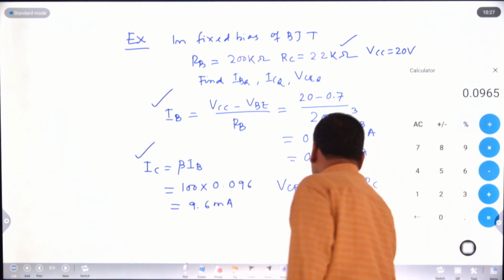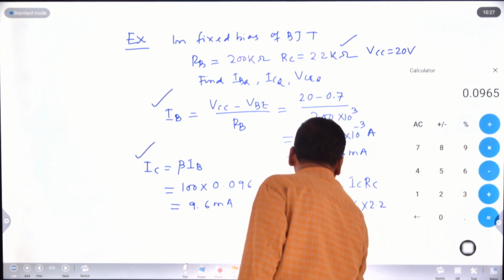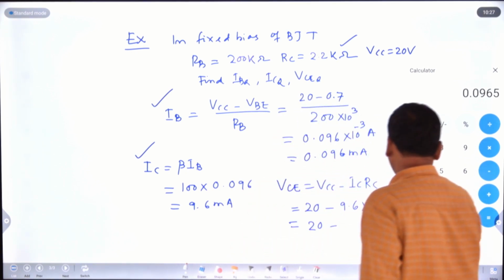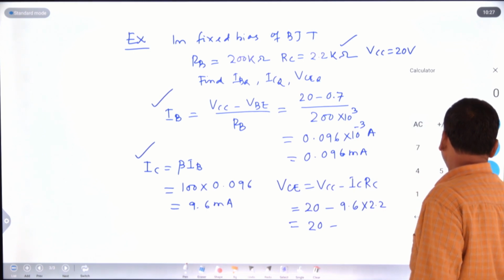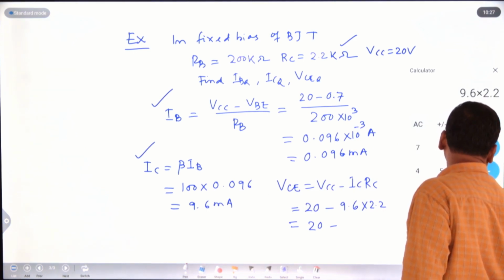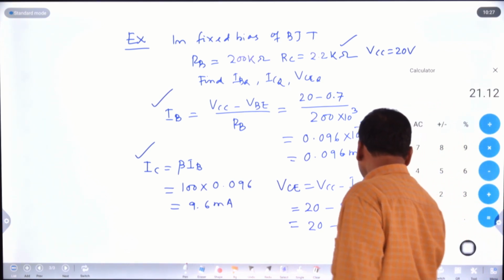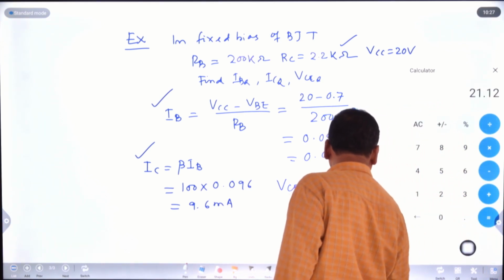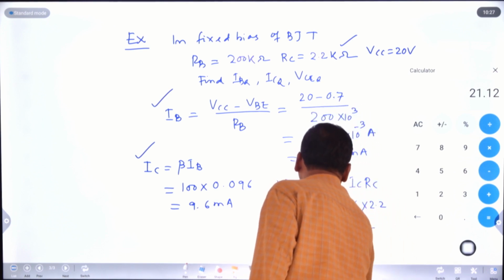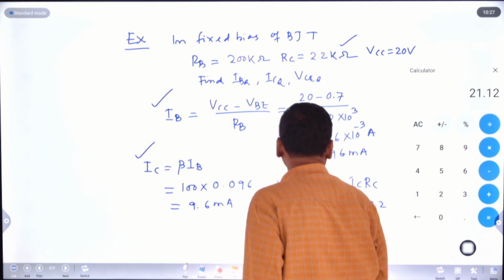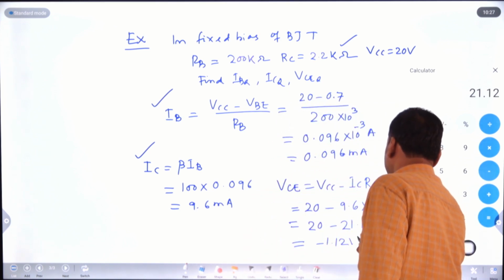So 20 minus 9.6 into 2.2. The value of 9.6 into 2.2 is 21.12 volt. So that will be 20 minus 21.12, that is minus 1.12. So VCE is minus 1.12 volt.